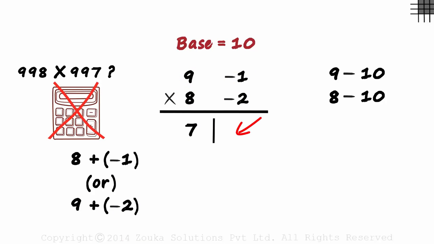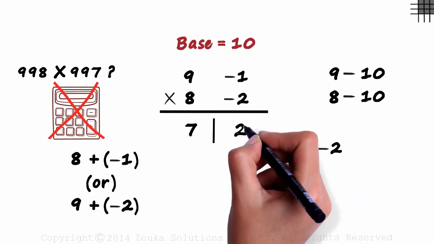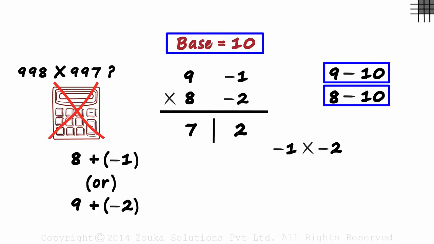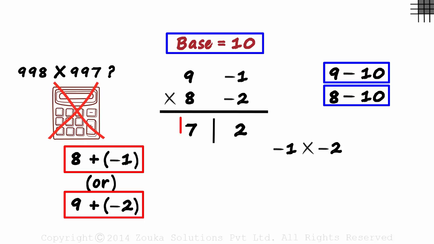On the right, we have the product of these two numbers. Minus 1 multiplied by minus 2. And that equals 2. Yes, we should also consider the sign when we multiply these two numbers. There you go. We have the answer. 9 times 8 is 72. The steps are simple. We find the base, then subtract it from each number. Write the sum on the left and the product on the right.